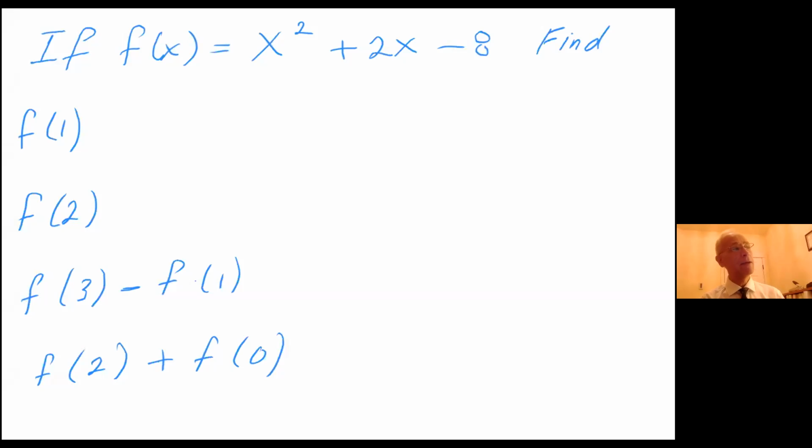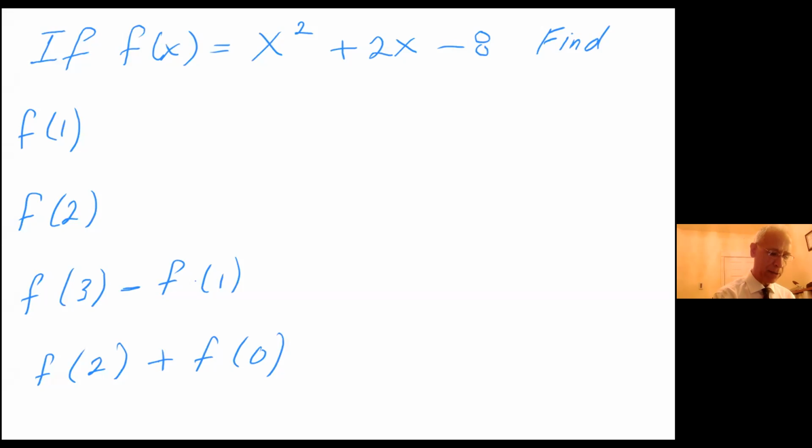Hello. If f of x equals x squared plus 2x minus 8, find f of 1, f of 2, f of 3 minus f of 1, and f of 2 plus f of 0. So let's look at the first part, f of 1.